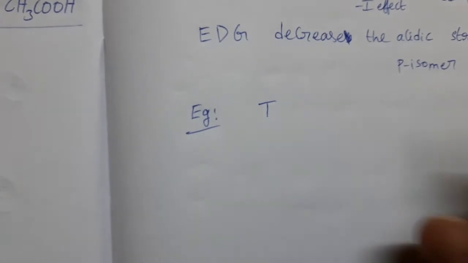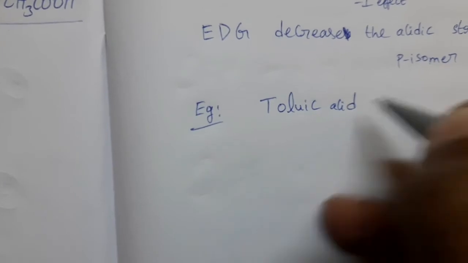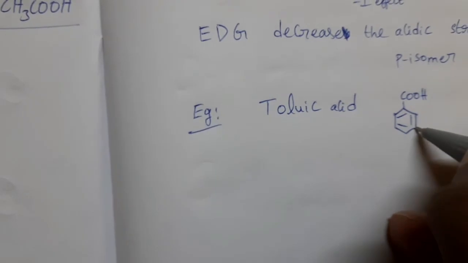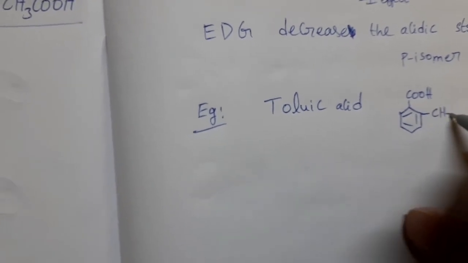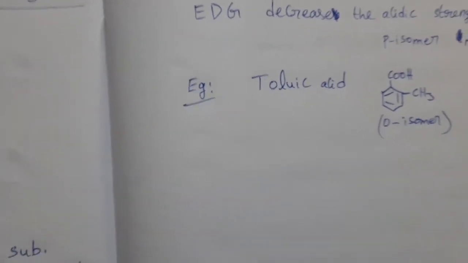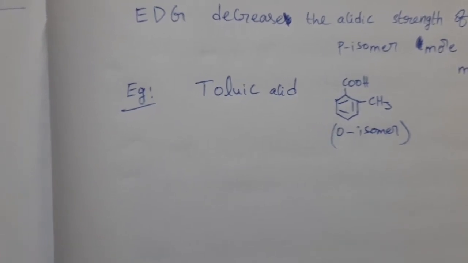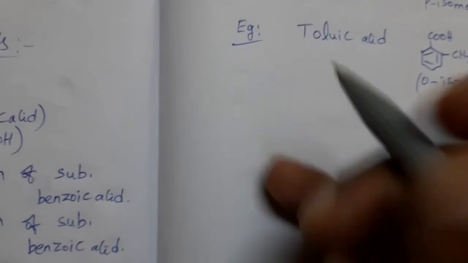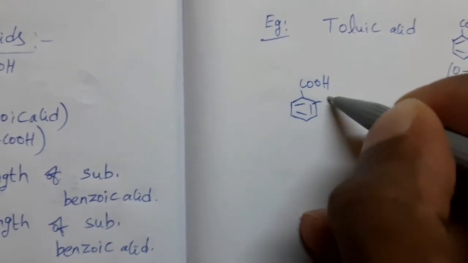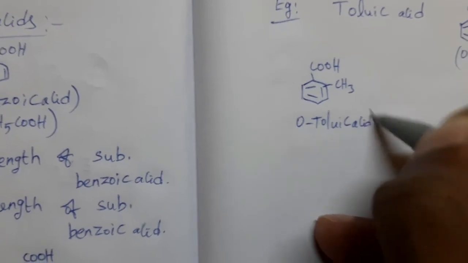Take the three isomers of the aromatic acid, toluic acid. Toluic acid means this is the structure: COOH having CH3. This is the ortho form, ortho isomer, ortho toluic acid. So in this compound also, the ortho isomer has the ortho effect. That's why its acidic strength is more than the remaining two isomers. This is ortho toluic acid. It is more acidic due to the ortho effect.